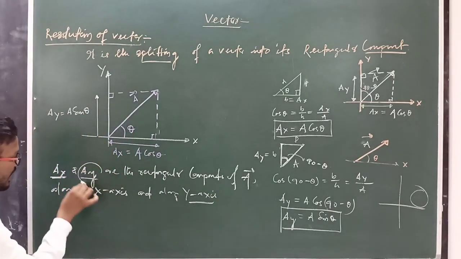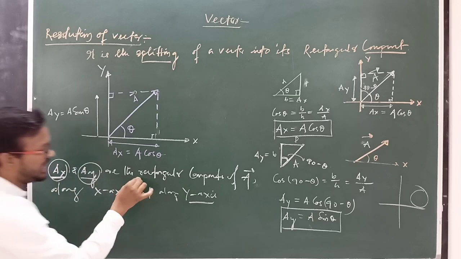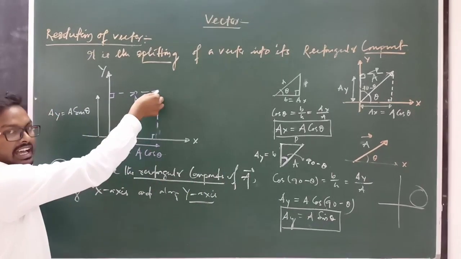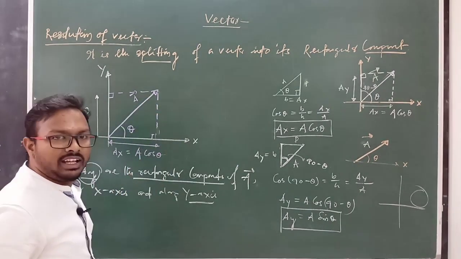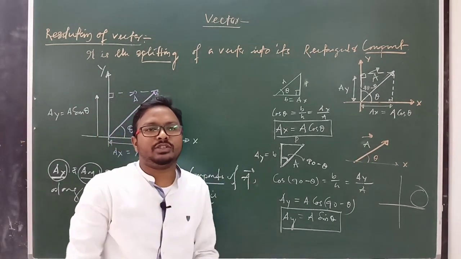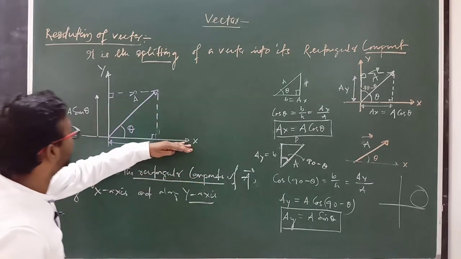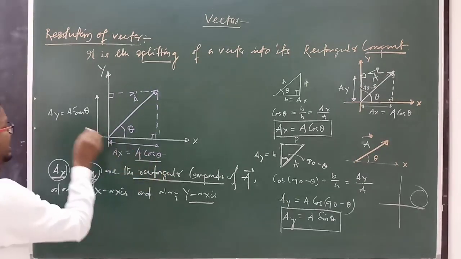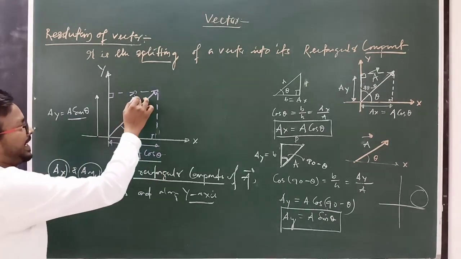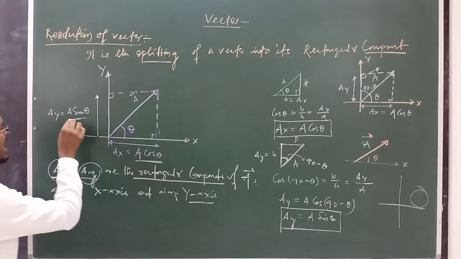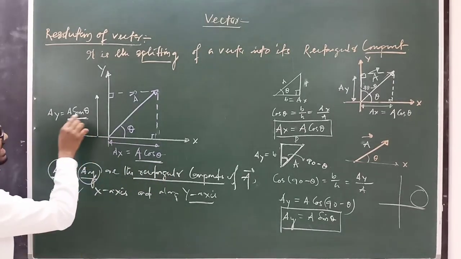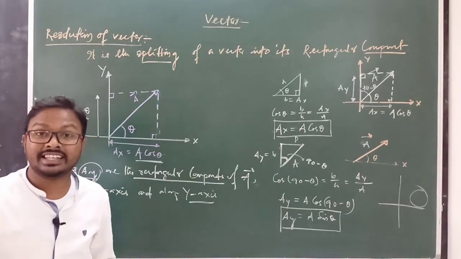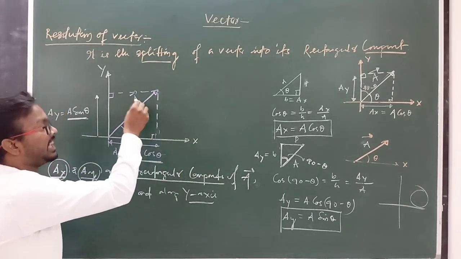This ay and ax is known as rectangular component. Now a vector is split up into two components along the x axis and y axis. That component is known as rectangular component. A vector divides into a cos theta and a sin theta. A cos theta and a sin theta are known as the components of vector a.